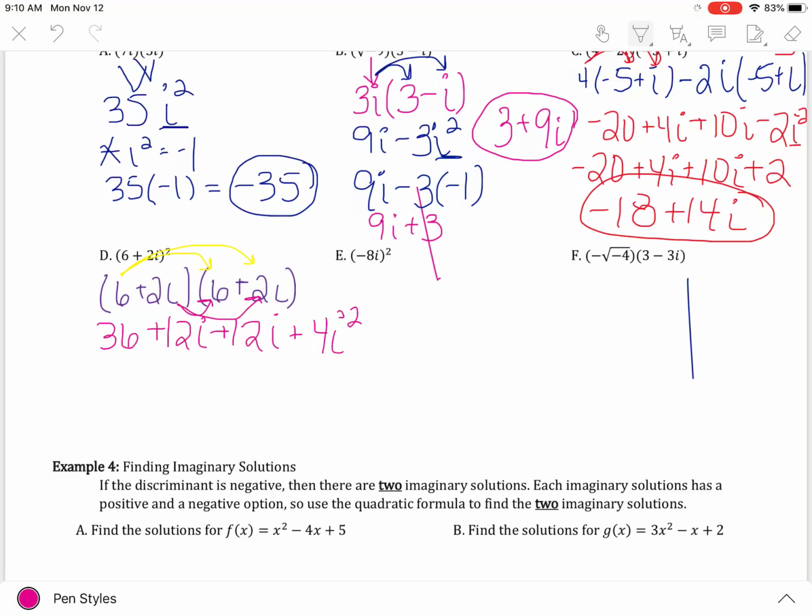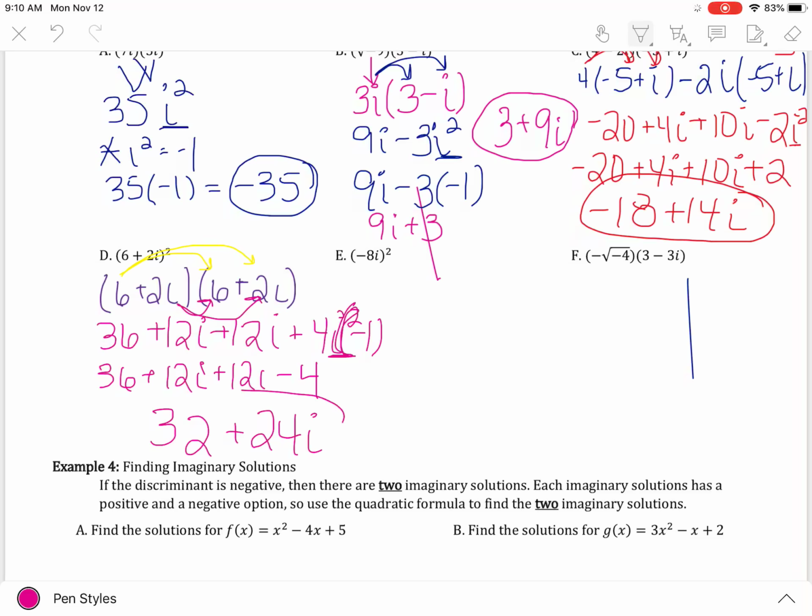Please be careful with the i squareds. Remember that i squared is the same thing as having a negative 1. So if you want, you can just replace this with a negative 1. So that would be the same thing as a negative 4 on the end. So 36 plus 12i plus 12i minus 4. Your final answer is going to be 32 plus 24i. So circle your final answer.